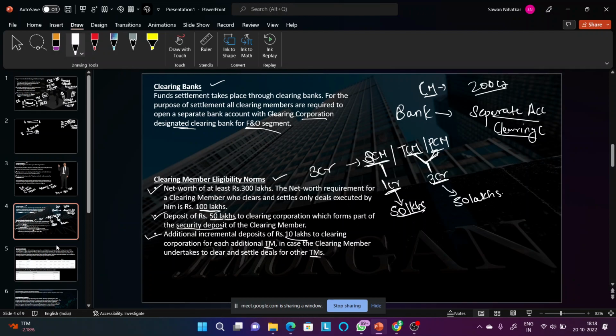But additionally, as you bring in more trading members, if you wish to clear trades for more trading members, for each and every trading member you will have to deposit an extra 10 lakh rupees. So let's say one trading member extra, that will be an extra 10 lakhs. If there are two, that will again be 20 lakhs. If three, that will be 30 lakhs, 40 lakhs. So above 50 lakhs, you need to deposit 10 lakhs for every trading member whose trades you wish to clear.